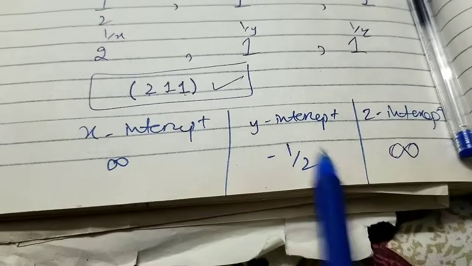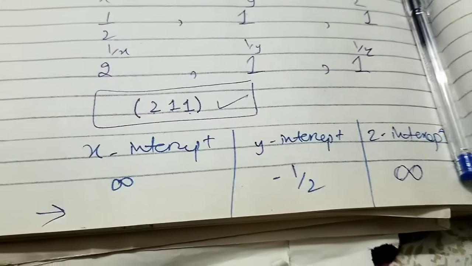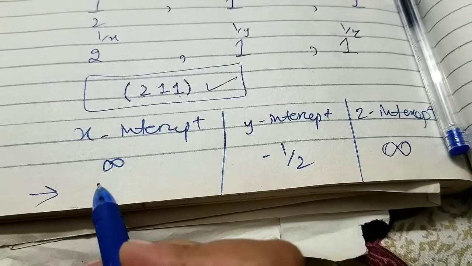Now the next step is to take the inverse of these intercepts, and the inverse of infinity is 0.